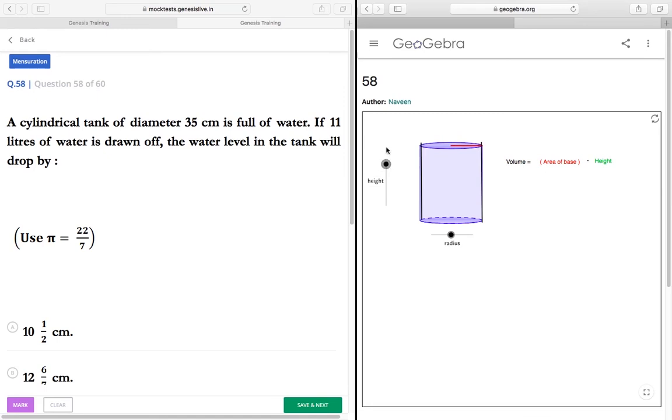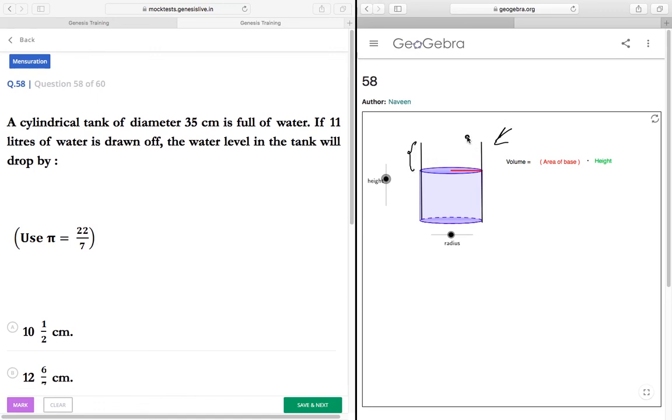Fine. Yeah, let's assume that this is the water tank, and a cylindrical tank of diameter 35 centimeter is full of water. Okay, the blue color we are seeing, just assume that to be water. If 11 liters of water is drawn off, you are removing some water, and because of which the level of water in the tank is reducing. What we are supposed to find is by how much it has reduced.